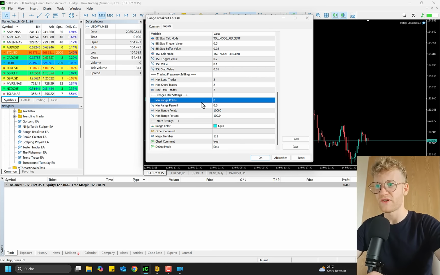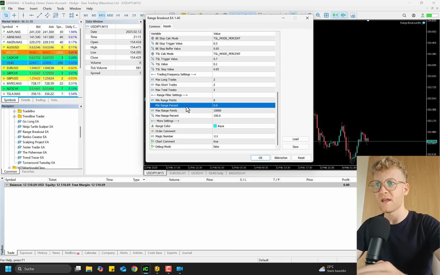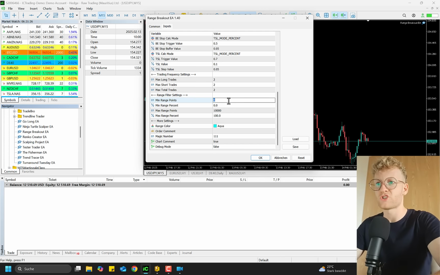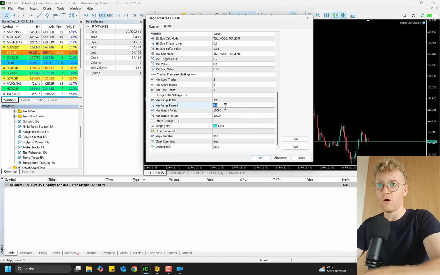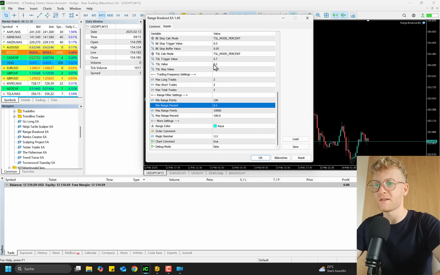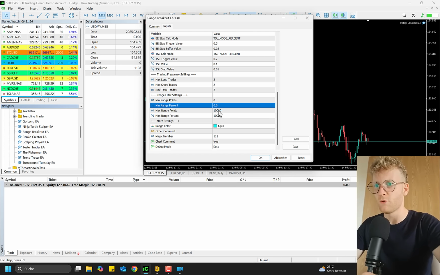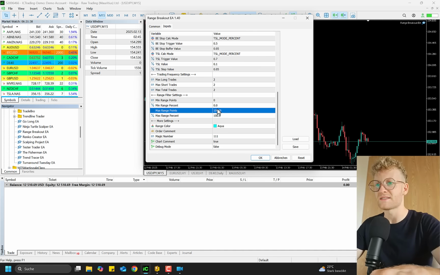Then we have the range filter settings, again in points and percent. Here we do not have to choose one because we can also use both. For example, if you say the range should be at least 100 points, but also at least 0.1%, then you can do it like this. And if you want to disable these range filters, you can just put 0 and 0 for the minimum and very big numbers for the maximum.